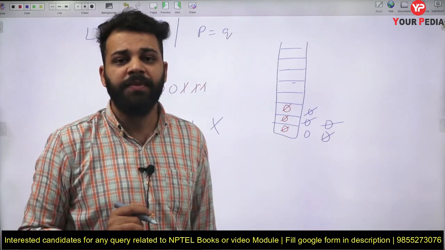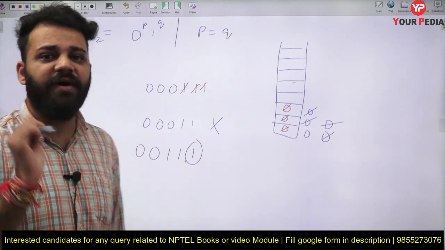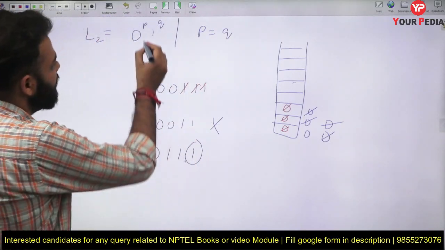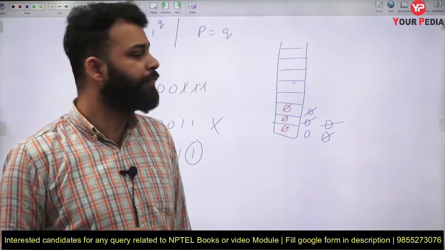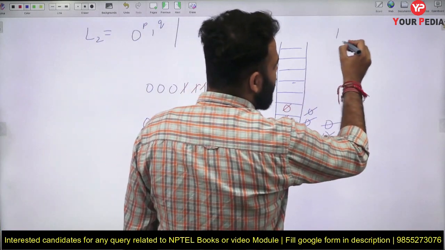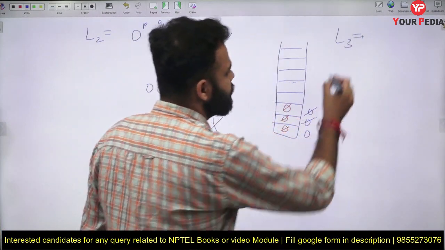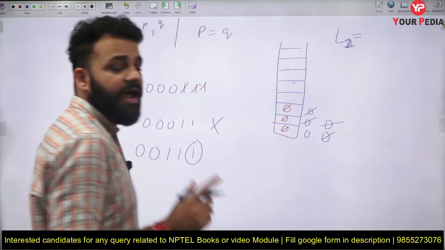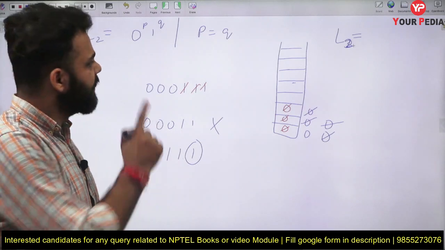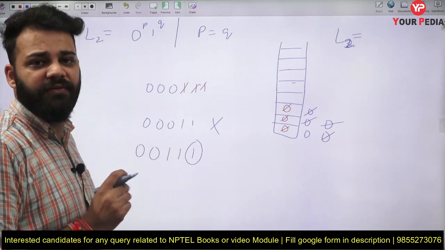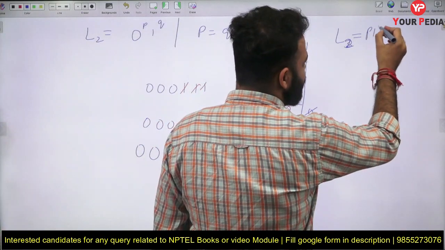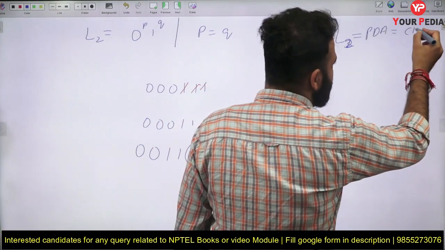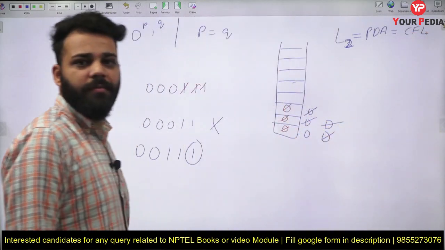So this is the way how stack does infinite number of comparisons. Now in this case, there is only one comparison that you have to make, p equal to q. So again, L2 cannot be done by DFA or NFA, or you can say finite automata, but it can be done by PDA. So it is a CFL language.